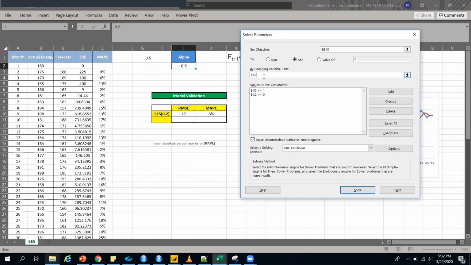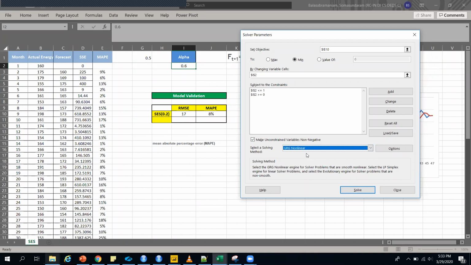So I want to tell the model, you cannot do a parameter search just like that. You have to keep some constraints in mind. Constraint 1 is that I2, my alpha value, should be less than 1, and at the same time I2 has to be greater than 0. So it has to be a value between 0 and 1. There are many methods of doing this. I'm just selecting the default, which is GRG Nonlinear. I haven't tried other methods to verify.